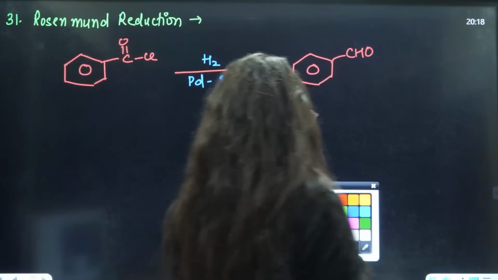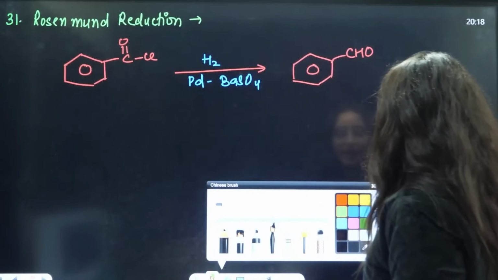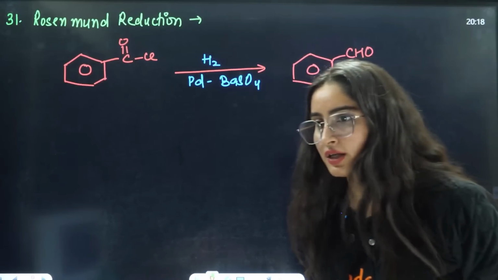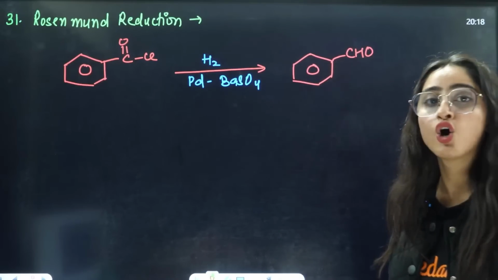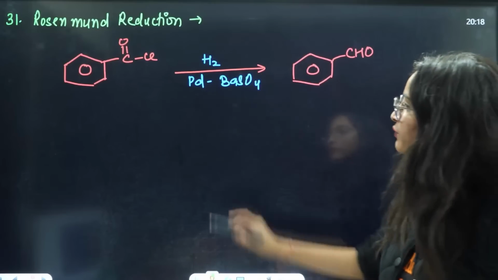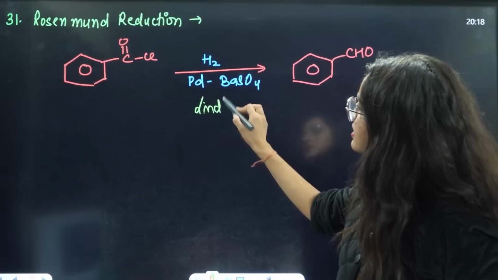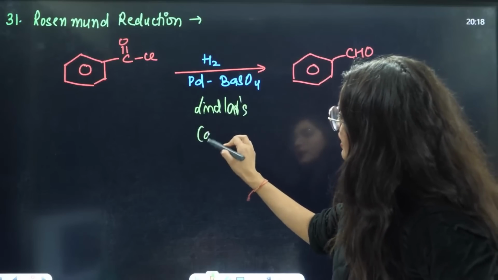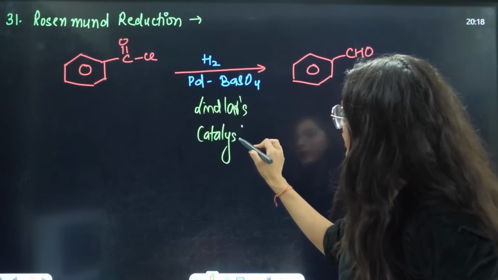Next is Rosenmund reduction. Anybody in the chat box, what is Rosenmund reduction? Rosenmund reduction is H2, Pd-BaSO4. Again, we are using Lindlar's catalyst, right? Okay. Now what we are doing here?